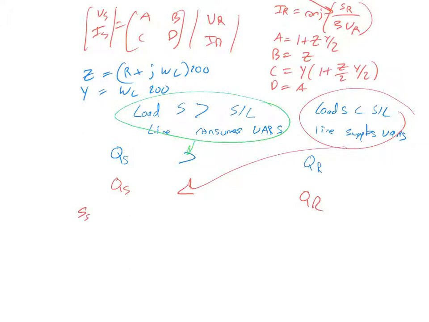Well, the sending end complex power is equal to either 3 or square root of 3 times VS IS conjugate. I would just use your 3. Your receiving end is 3 VR IR conjugate. Pull the Q out of those, and you can do that.